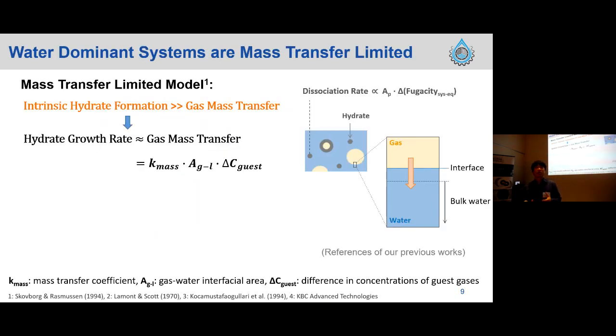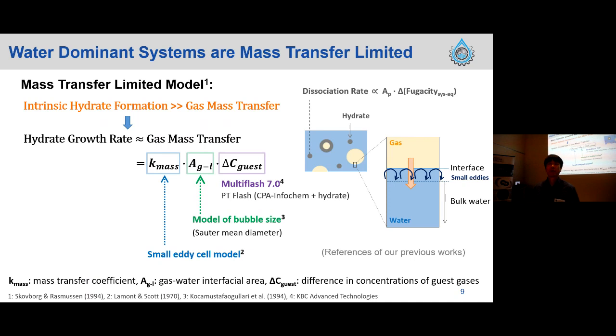So in terms of hydrate growth in water dominant systems, we took a mass transfer limited approach. In this approach, the intrinsic hydrate formation rate is assumed to be much faster than the gas mass transfer rate at the interface between gas and water. By this assumption, the problem of the hydrate growth rate can be simplified to that of the gas mass transfer. And in general, the gas mass transfer rate can be expressed by three terms: the mass transfer coefficient, the gas-water interface area, and the difference in the concentration of dissolved gases at the interface and in bulk water. And these three terms are estimated with different methods.